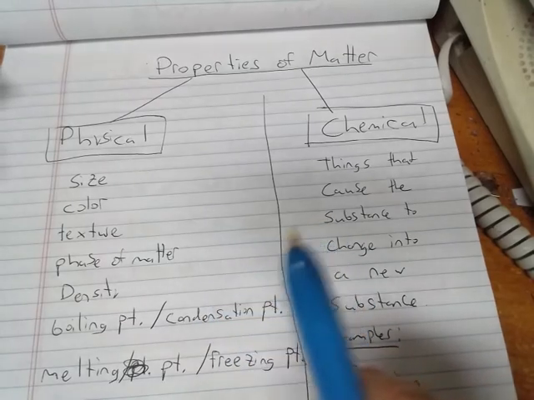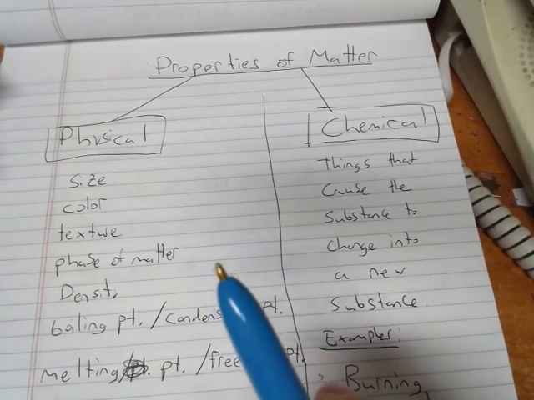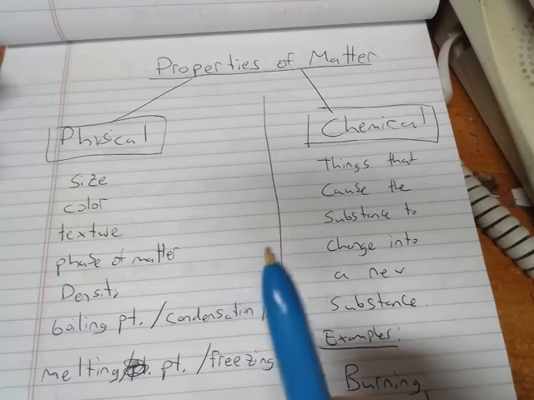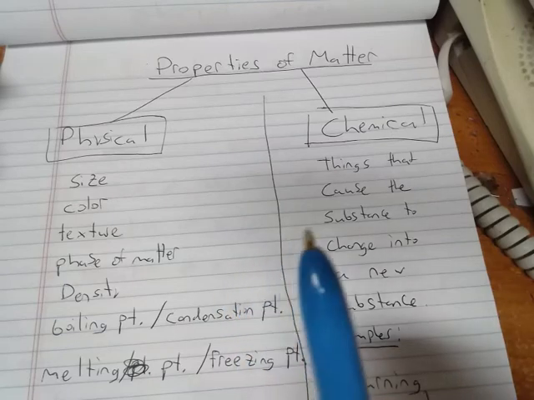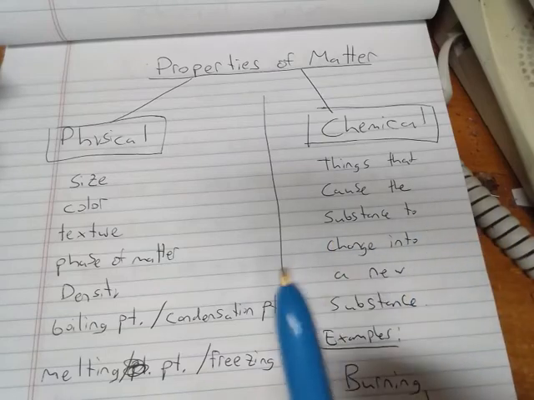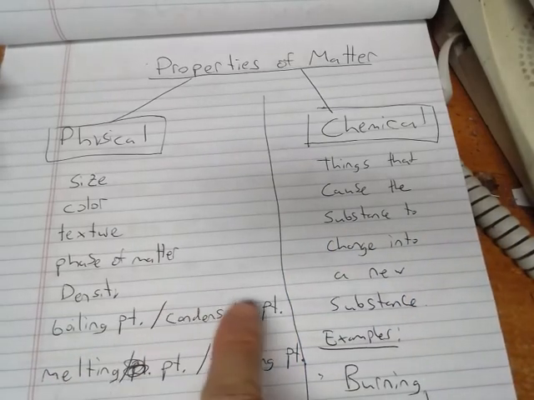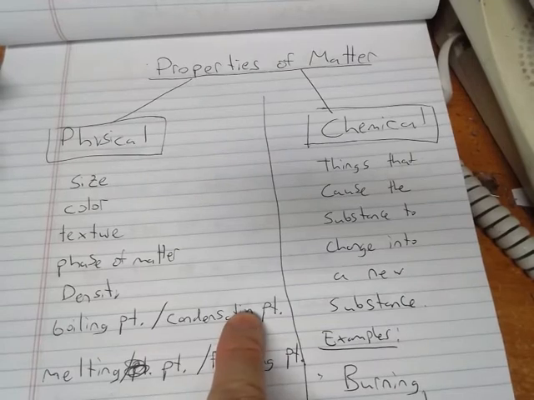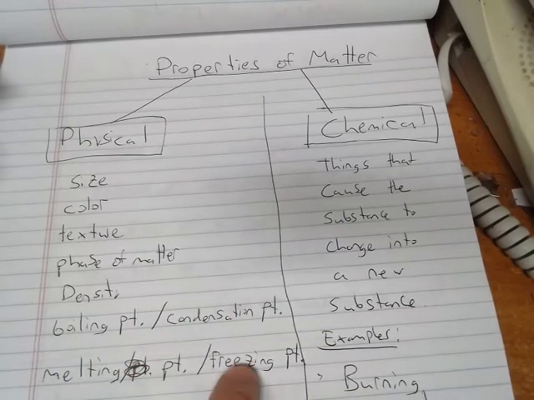And you always want to mention when you're talking about phases of matter, what conditions, because obviously at different temperatures it could be a different phase. I can tell you its density, I can tell you what temperature it boils at or condenses at, what temperature it melts at or freezes at. And by the way, boiling and condensation point are the same temperature. Melting and freezing point are the same temperature.